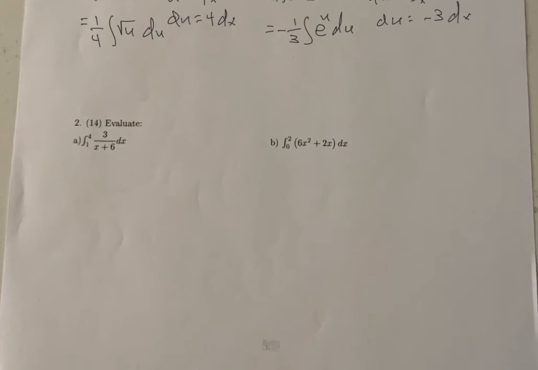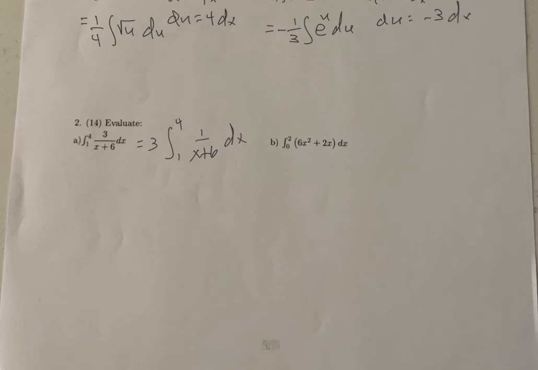On question number 2, we get a chance to use the fundamental theorem, and actually no substitutions required here. Well, maybe on part A, depending on how you look at it. We have this 3 on top, and then we don't really need that, so we're going to bump it through. And then the integral from 1 to 4, I have 1 over x plus 6 dx. And if you notice, the derivative of the bottom is 1. So it's all perfectly set up.